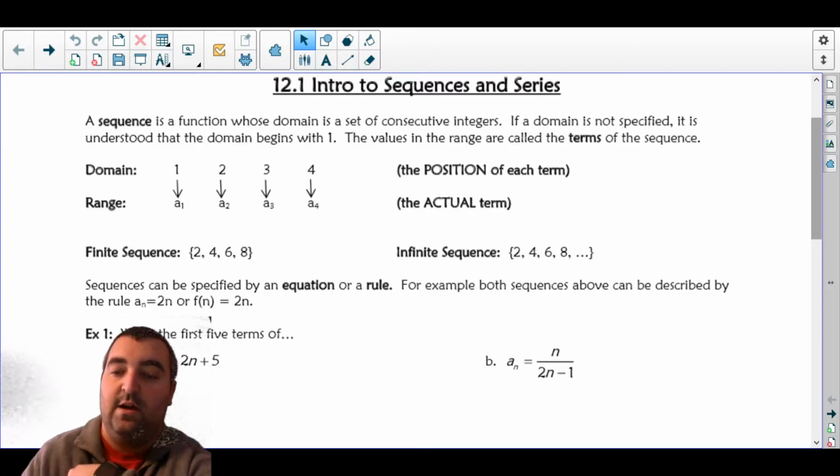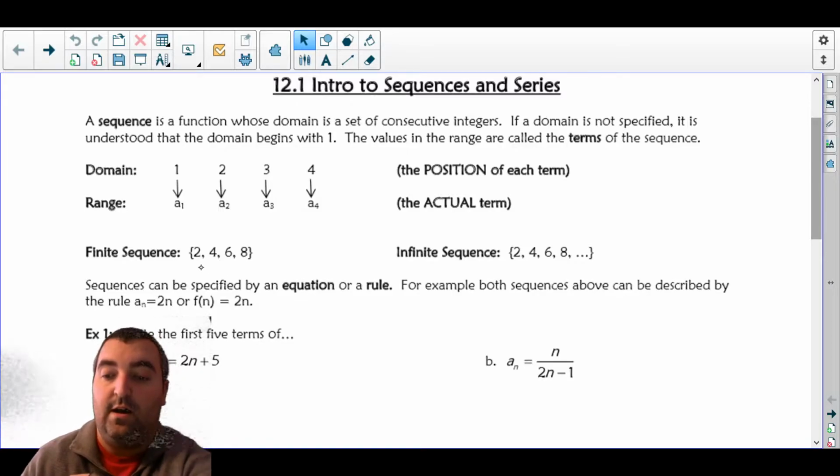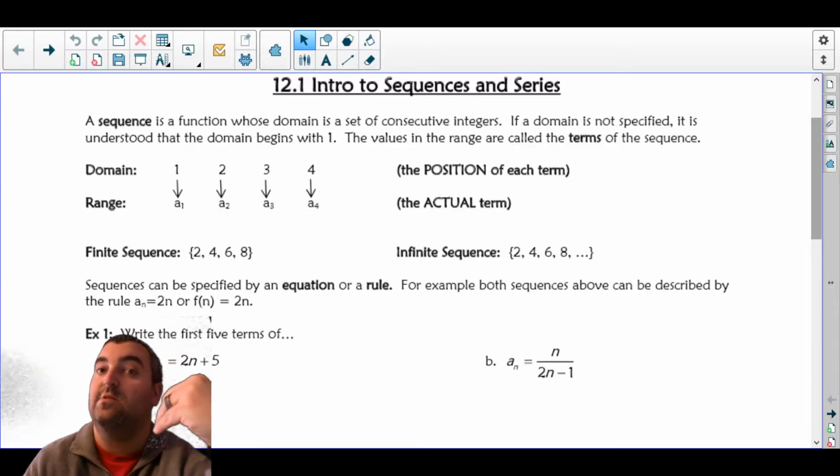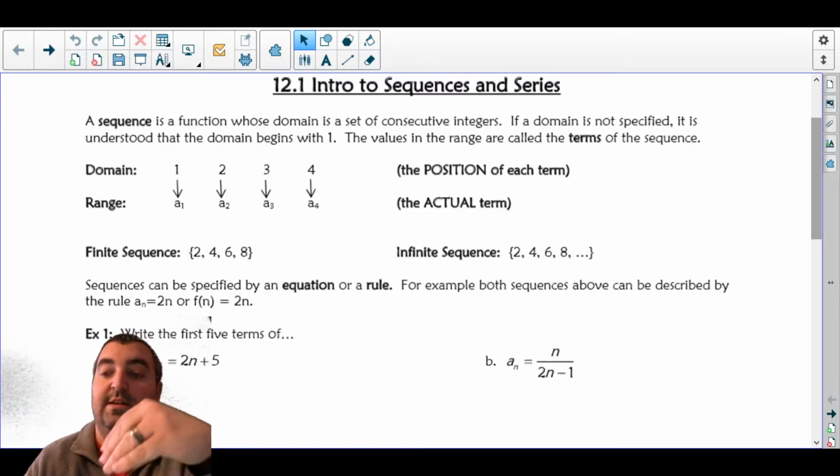So you can see here our domain starts with 1, goes up by 1. That's what's making this a sequence. Its range, we just call the terms. So here's a finite sequence where you have 2, 4, 6, 8. The first term is 2, second term is 4, third term is 6, fourth term is 8. Okay, so the domain would be 1, 2, 3, 4. This right here is your range. So a sequence is any function that we can define with the domain of the set of consecutive integers.